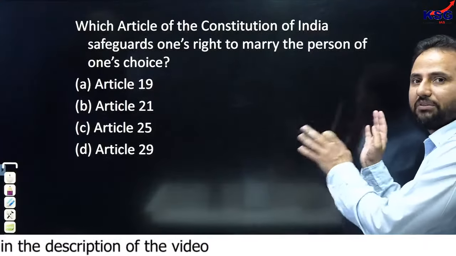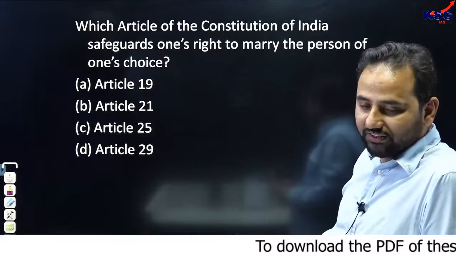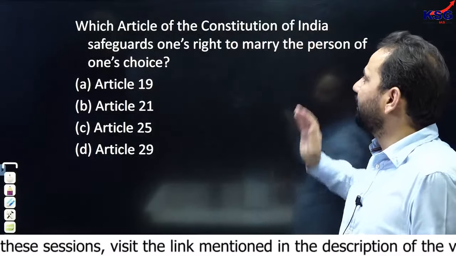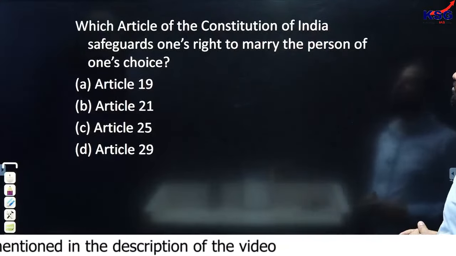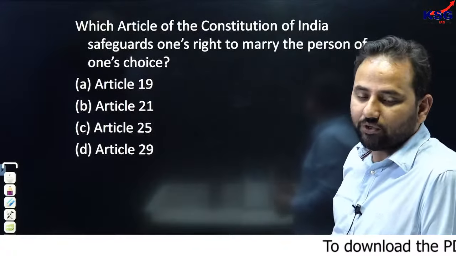Anushtan, actually there was some misplacement with reference to these slides. That is why the answer I marked was A. The answer is C only, dear. Which article of the Constitution of India safeguards one's right to marry the person of one's choice? Article 19, Article 21, Article 25, Article 29.